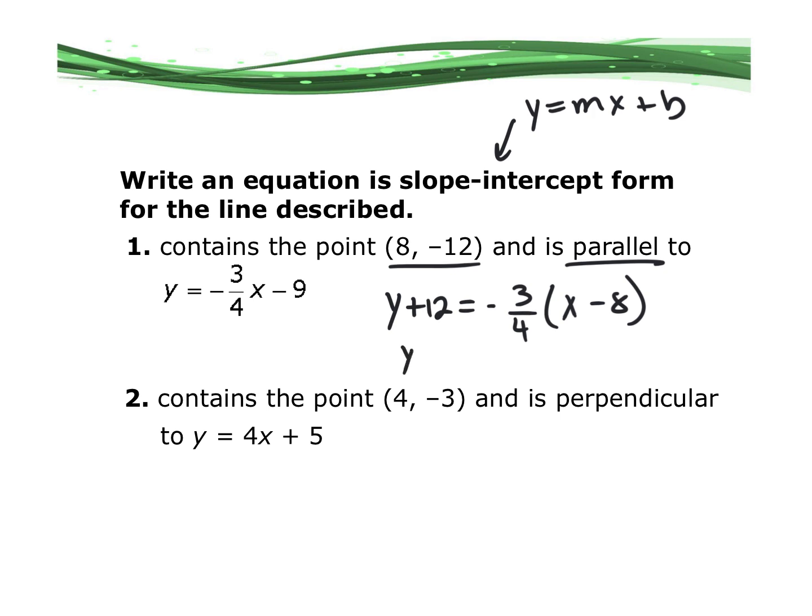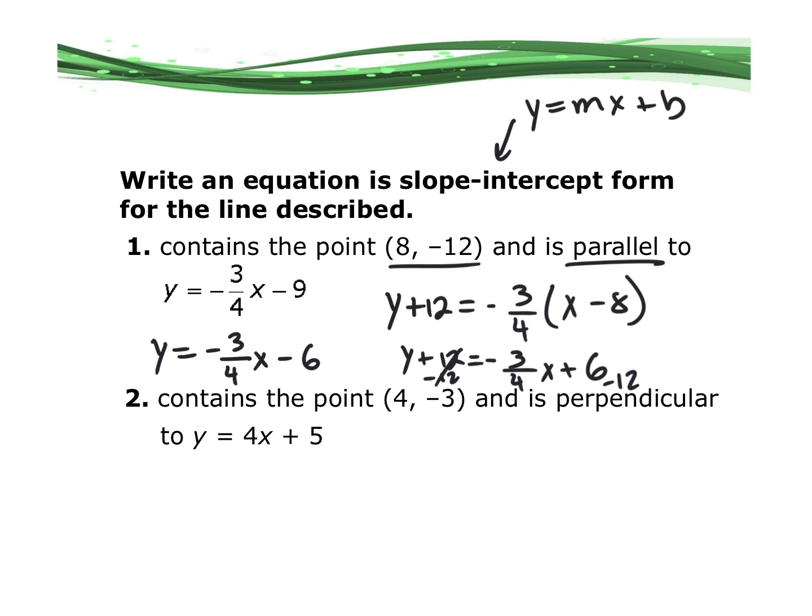So I'm going to go ahead and distribute, which is going to give me negative 3 over 4x. It's going to give me positive 24 over 4, which is 6. I will subtract 12 on both sides, which will leave me with y is equal to negative 3 over 4x minus 6. And that will be your answer for the first one.